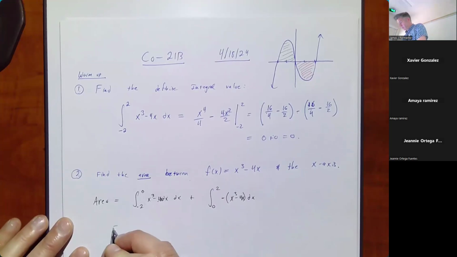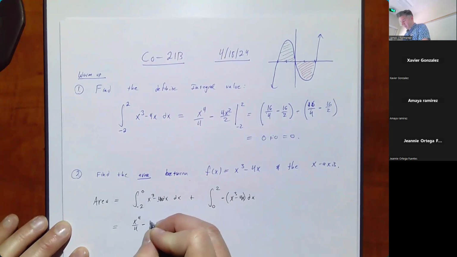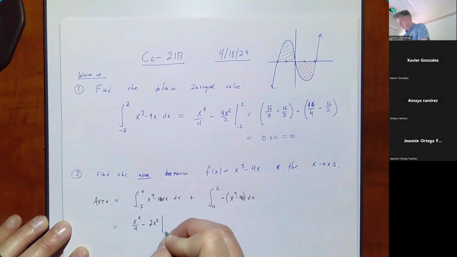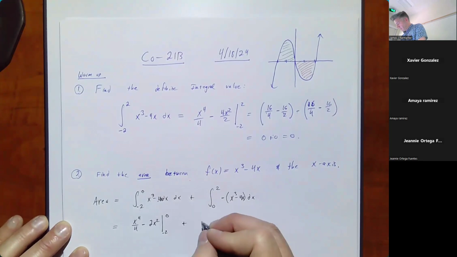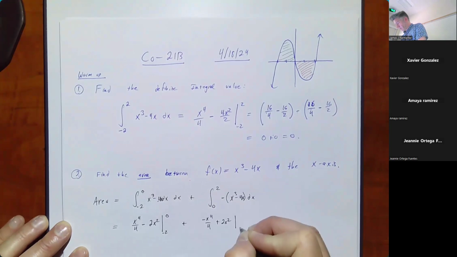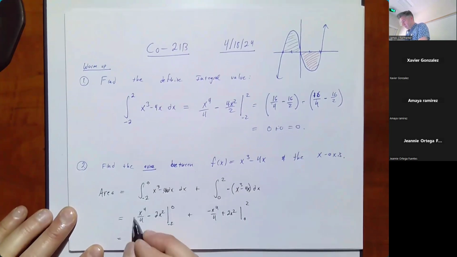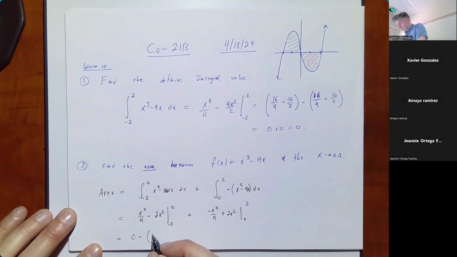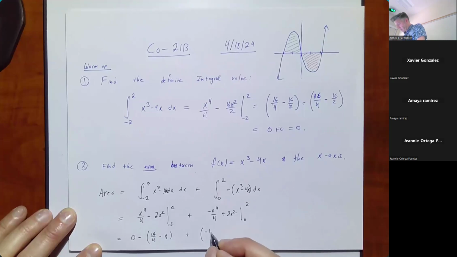But if we do this, we're going to get x to the 4th over 4 minus 4x squared over 2. Let's simplify that. It's just 2x squared from -2 to 0, plus negative x to the 4th over 4 plus 2x squared from 0 to 2. And if we calculate this, this is going to be 0 minus 16 over 4 minus 2 times 4, plus, over here we're going to get negative 16 over 4 plus 2 times 4, which is 8, minus 0.